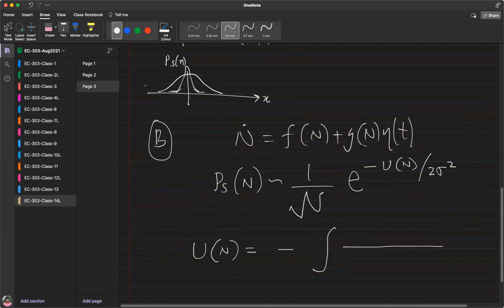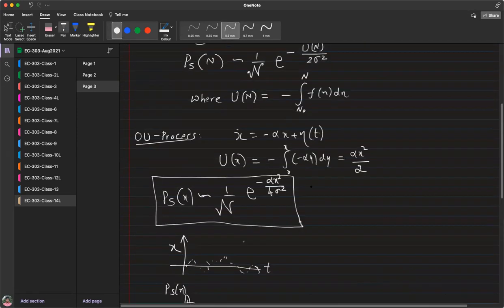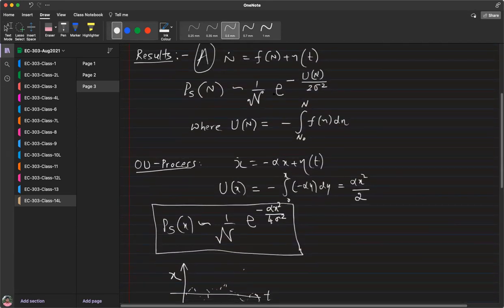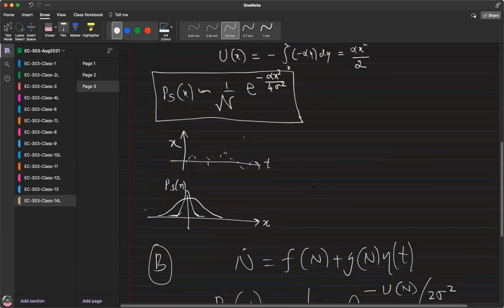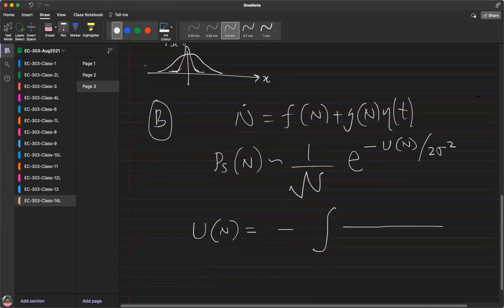Do you think u of n will depend on g? Will it depend only on f? Go back to this. U of n was dependent only on f, right? Now with the multiplicative noise, what do you think will happen? Will this depend on g? It does.